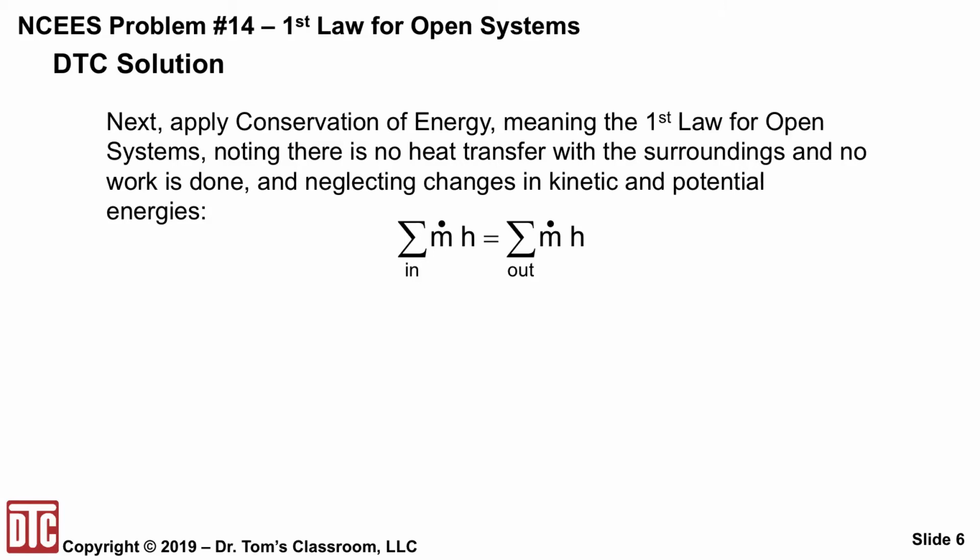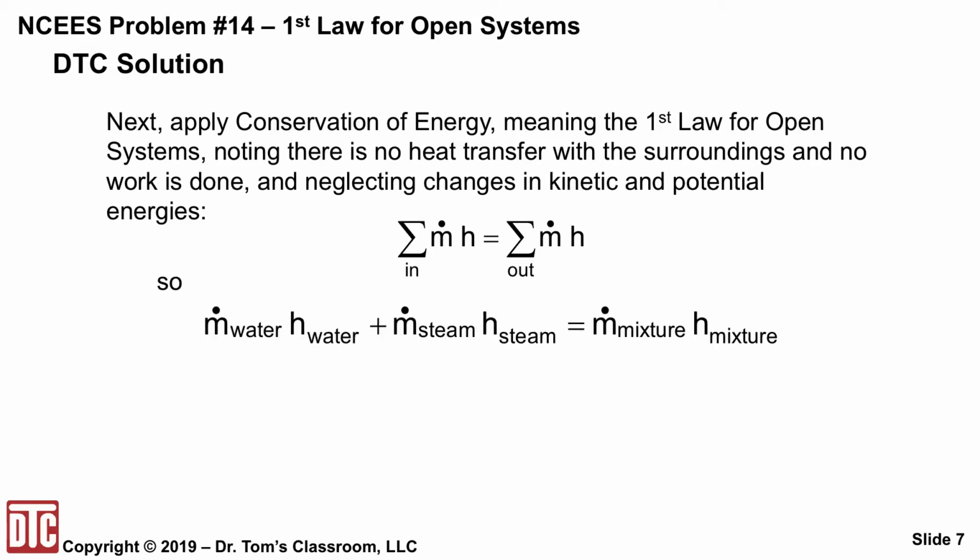Now apply the conservation of energy, meaning the first law for open systems with multiple inlets or outlets. We're not going to have any heat transfer or work done by the fluids, and we neglect changes in kinetic and potential energy. So the sum of the m dot h's going in equals the sum of the m dot h's coming out. That means m dot water times h water plus m dot steam times h steam, the two coming in, equals the one going out, m dot mixture times h mixture.